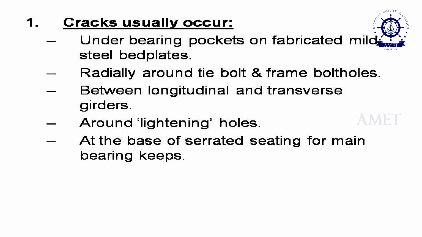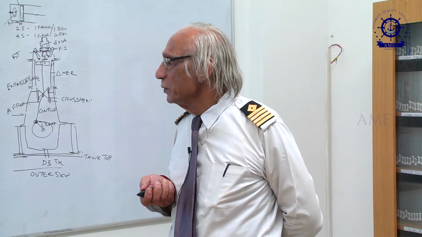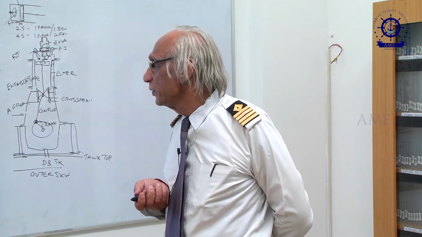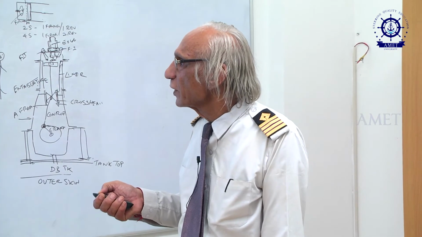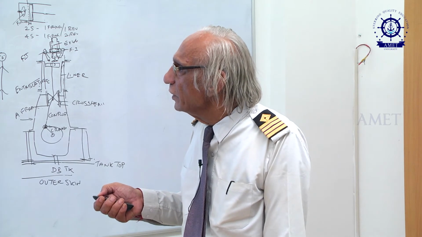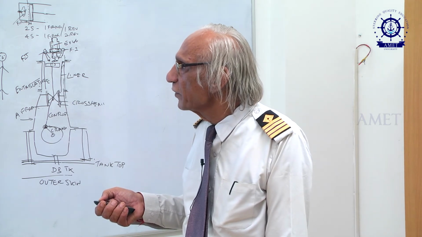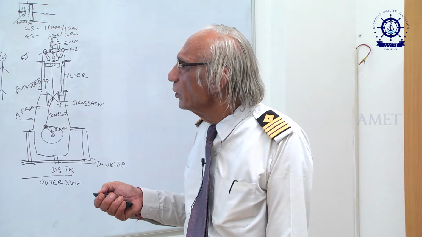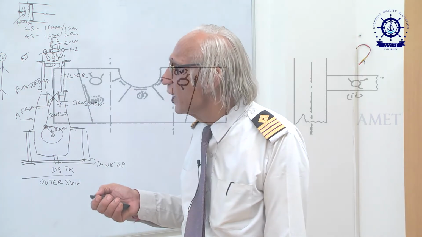Usually under the bearing pockets on fabricated mild steel bed plates, radially around the tie bolt and the frame bolt holes, between the longitudinal and transverse girders, around the lightening holes and at the base of the serrated seating for main bearing keeps. So, this is a picture of the defects. As you can see here, these are the lightening holes. You can see the cracks. These are the stiffeners that are welded to the longitudinal girder. You can find some cracks at this weld, and this is the bearing saddle. Below the bearing saddle, you will find the cracks across the transverse girders.